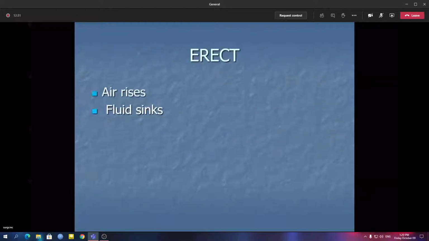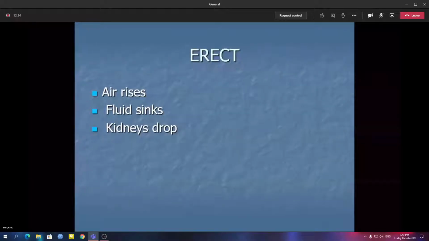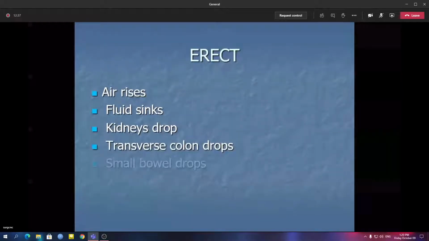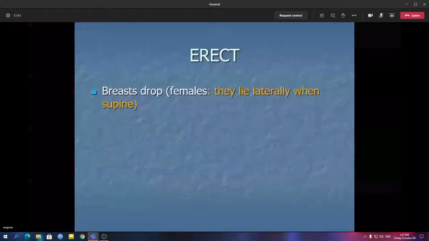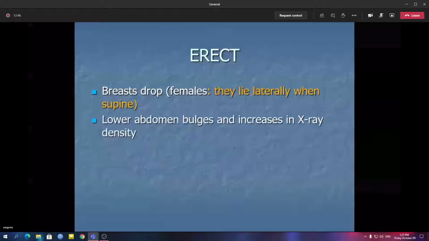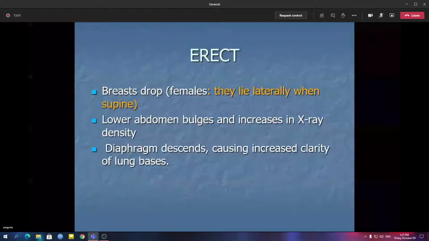But in X-ray, when you are taking an erect X-ray, which we commonly do, we see the air goes up, the fluid goes down, the kidneys drop. Of course, the transverse colon also sags down, and the small bowels also sags down. In erect patient, also in females, the breasts also drop. When you do a supine X-ray in a female, the breasts lie more lateral, and lower abdomen bulges in erect posture increases because everything sags down. The lower abdomen bulges in a erect posture X-ray, and the diaphragm also goes down. So the lung base, the angles, at the lateral angles or the angles near the heart, they are much more clear.